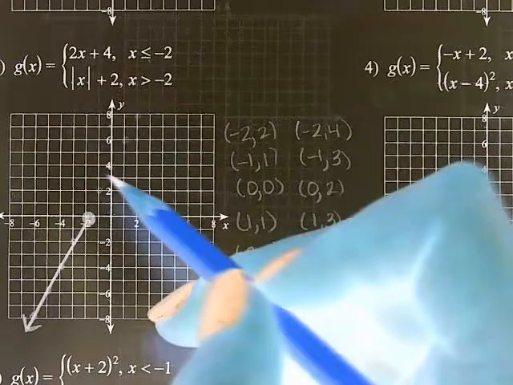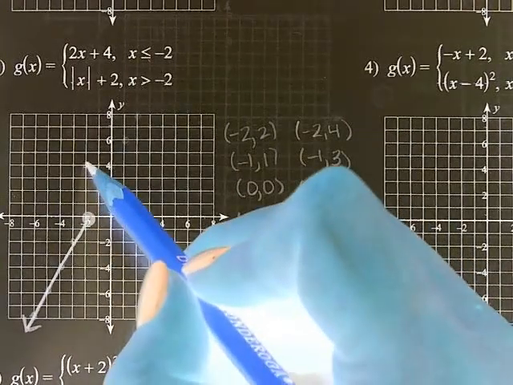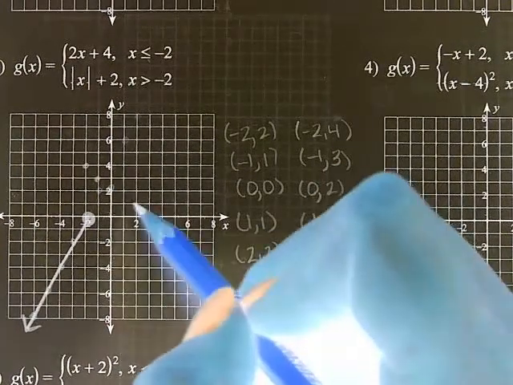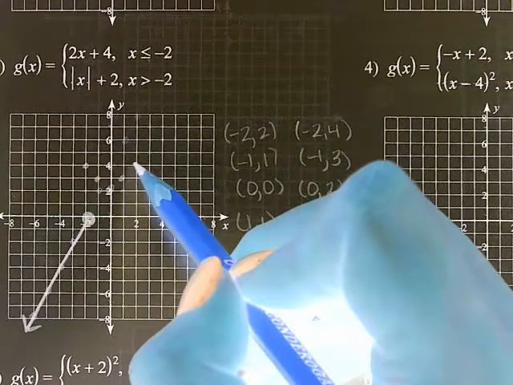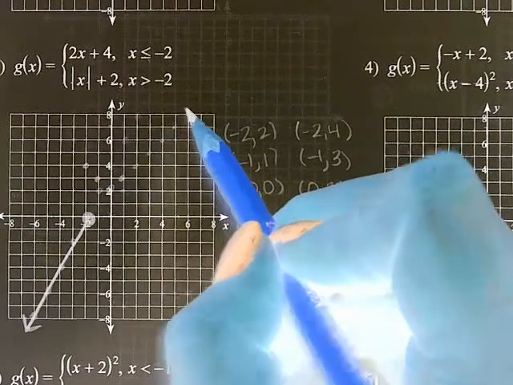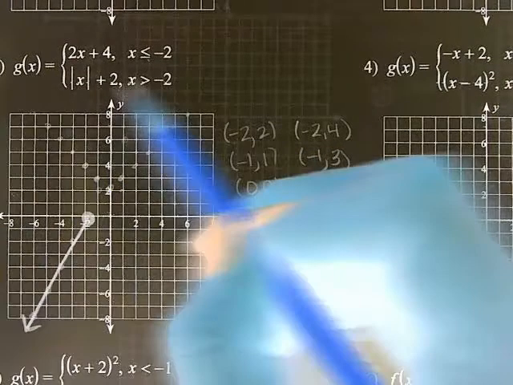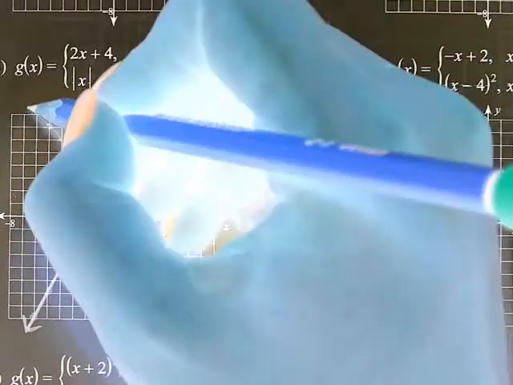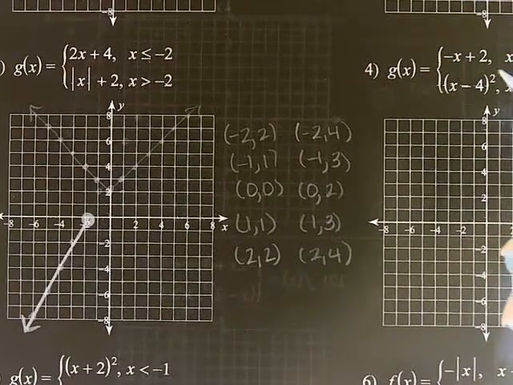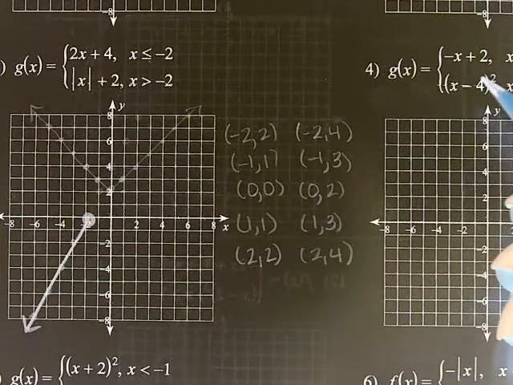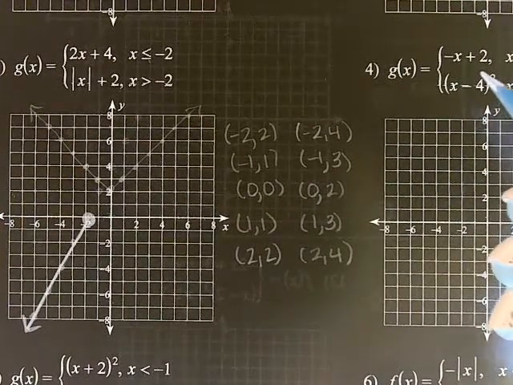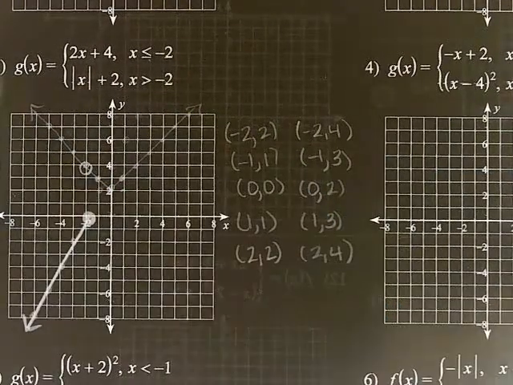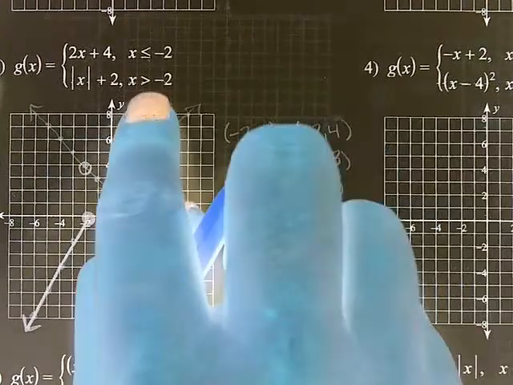All right, so I've got -2, 4, -1, 3, 0, 2, 1, 3, 2, 4. Okay, and I know what the V does, so I can just lightly draw that. All right, and then what do I do? By -2, I put a circle on it. Do I fill it in? No, I do not fill it in because it does not say equal.